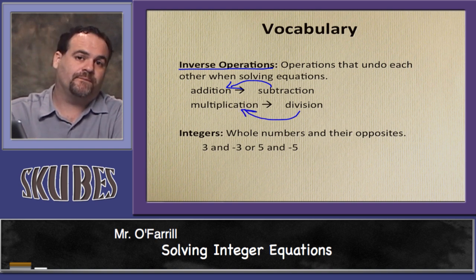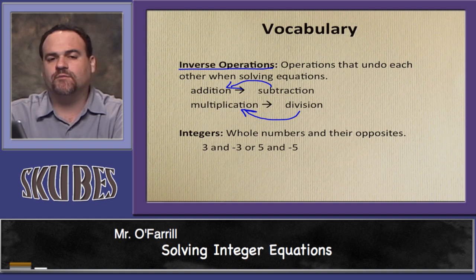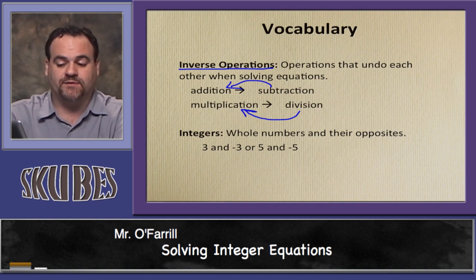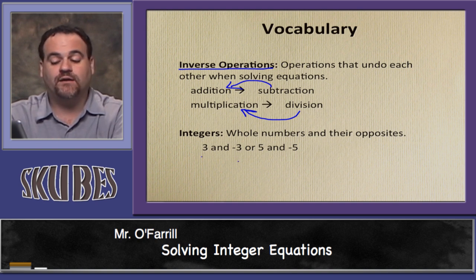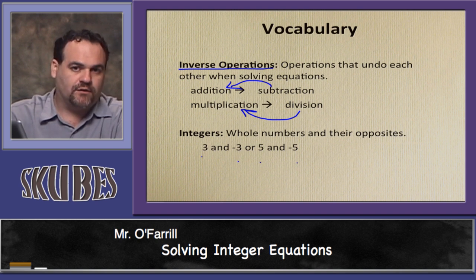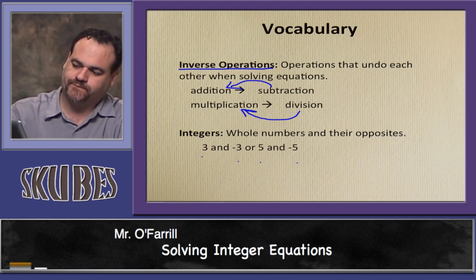And since we said we're going to be solving equations with integers, let's just review the definition of an integer. Those are whole numbers and their opposites. Positive 3, negative 3, positive 5 and negative 5. Those are examples of integers.